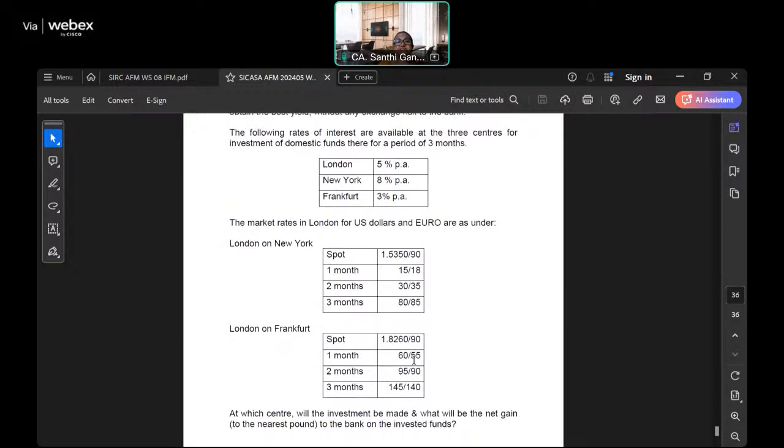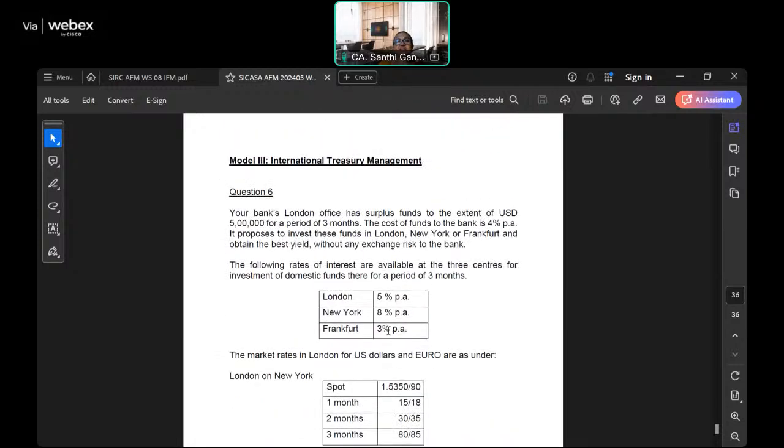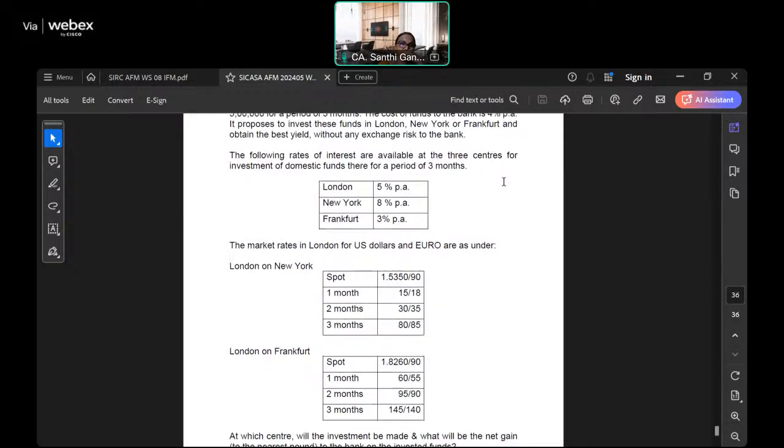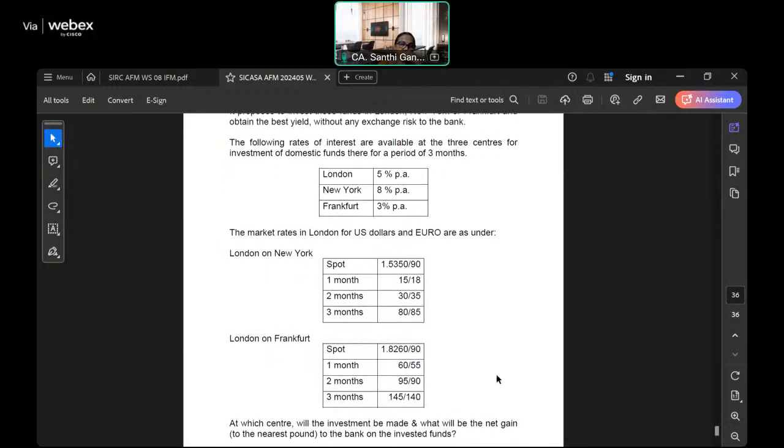So please try. The surplus amount available is 500,000 US dollars. The cost of funds to the bank is 4% per annum. Surplus is available for a period of 3 months. So 4% per annum means only 1%. Is this clear? So why don't you try? The possibility of investing in 3 places is given. We could take one by one and then solve and discuss.